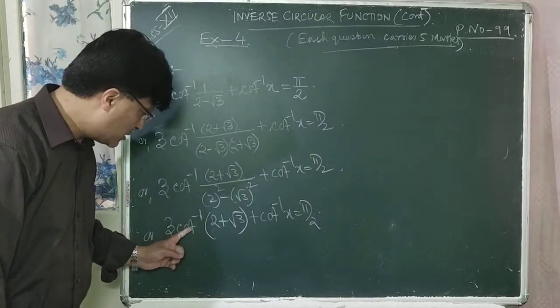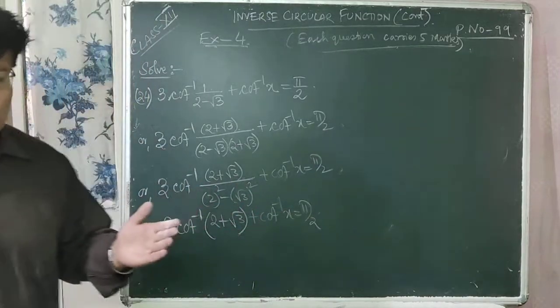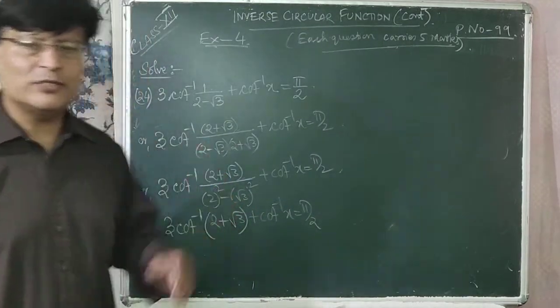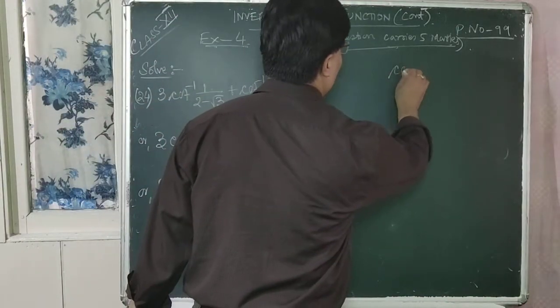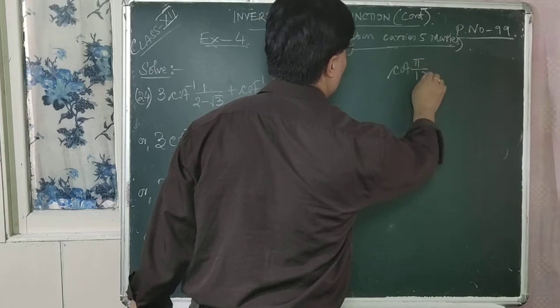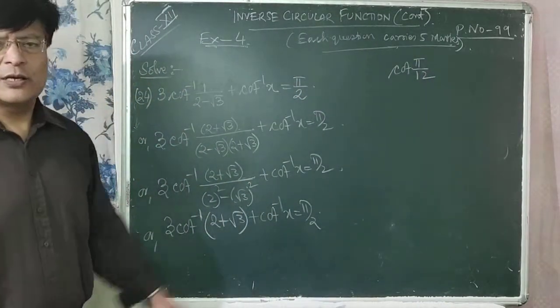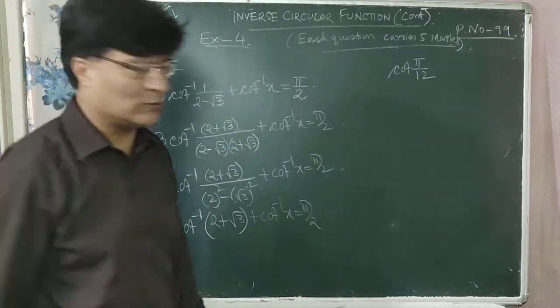Now, there is cot inverse of 2 plus root 3. So cot of which angle is 2 plus root 3? You should know it. That is actually cot pi by 12, this one is 2 plus root 3. So how is it so? That is cot pi by 12 is equal to 2 plus root 3. Let us prove it.